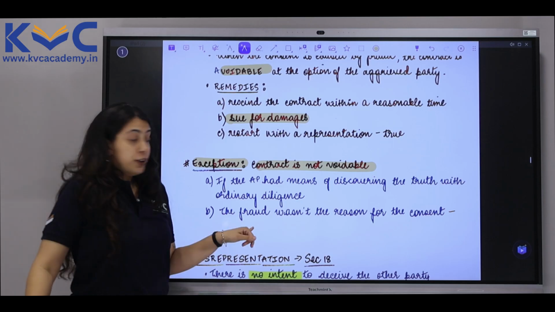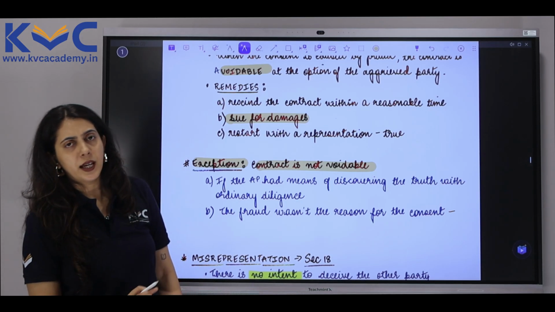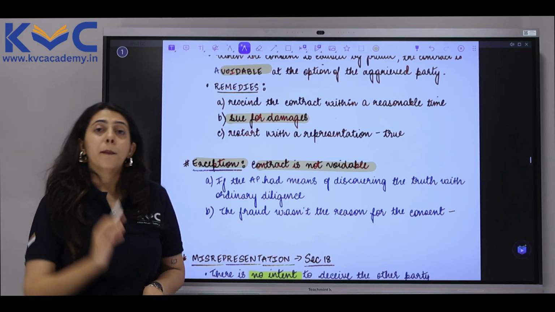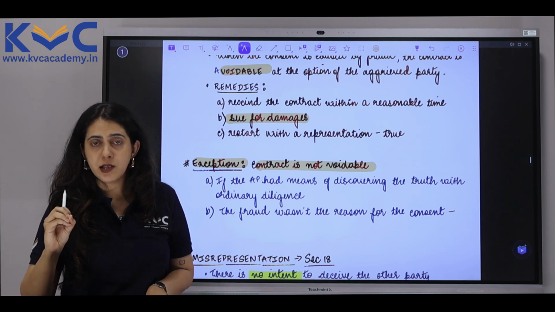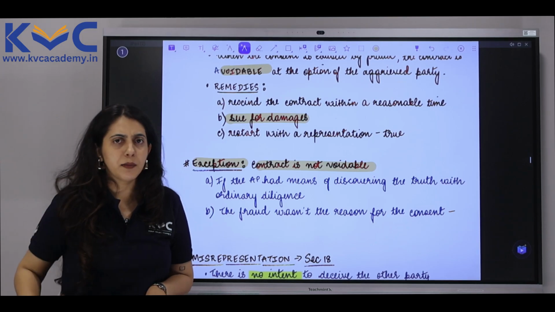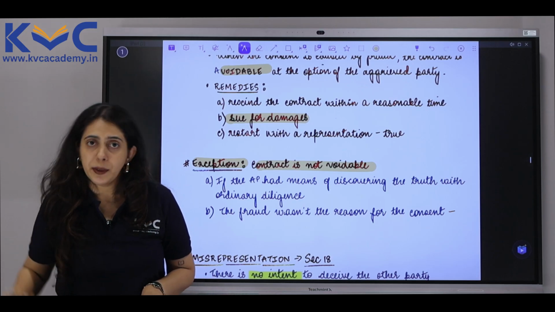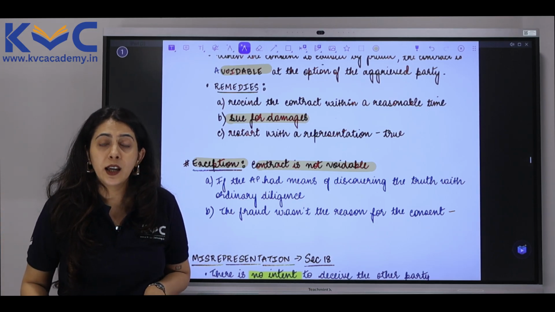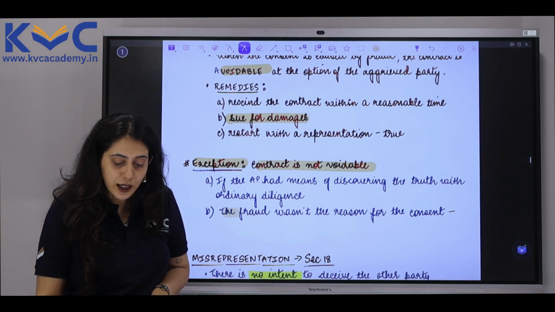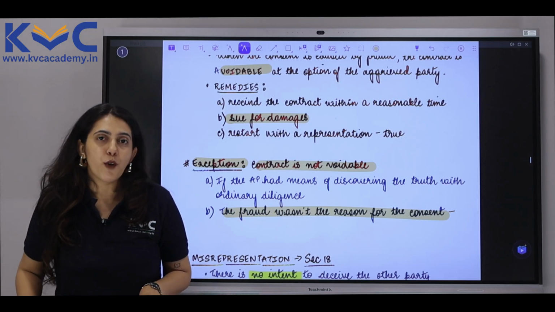One more. The fraud wasn't the reason for the consent. Here, we have taken up a case where a person's name was mentioned in the prospectus as the director, but the party who purchased shares did not really care about the fact which was mentioned in the prospectus of that person being a director. He simply purchased the shares because he wanted to purchase the shares of the company. Yes, that fact about a person being a director was a lie, but that was not the reason the consent of the party was received. So the fraud wasn't really the reason for the consent. So obviously, if you're able to prove that in the court, that cannot be the grounds for avoiding the contract.